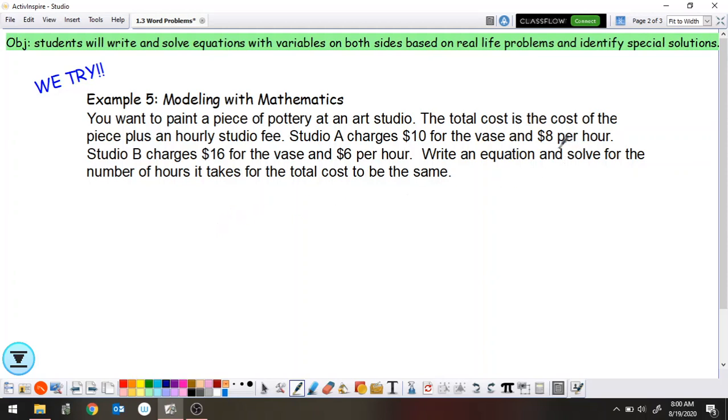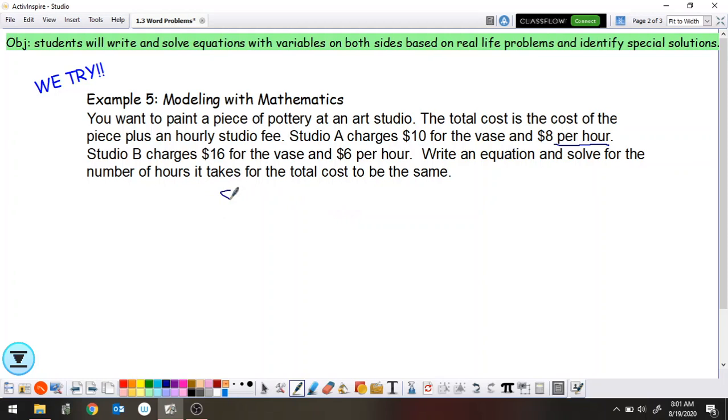Now, whenever you see per hour, that means you're paying something for each separate item. And Studio B charges $16 for the vase and $6 per hour. Write an equation and solve for the number of hours it takes for the total cost to be the same.